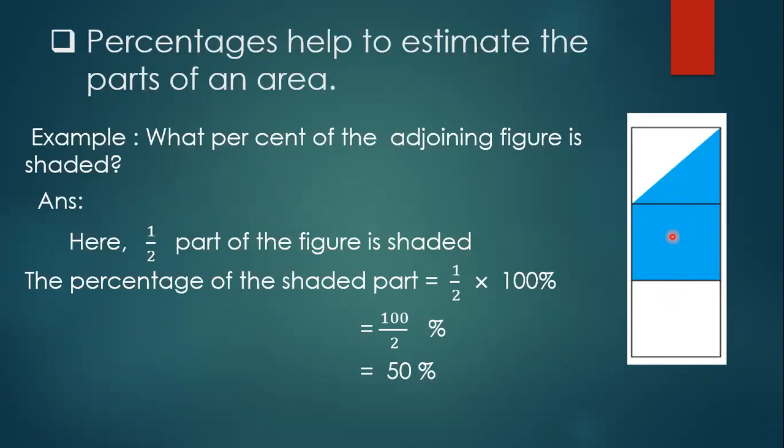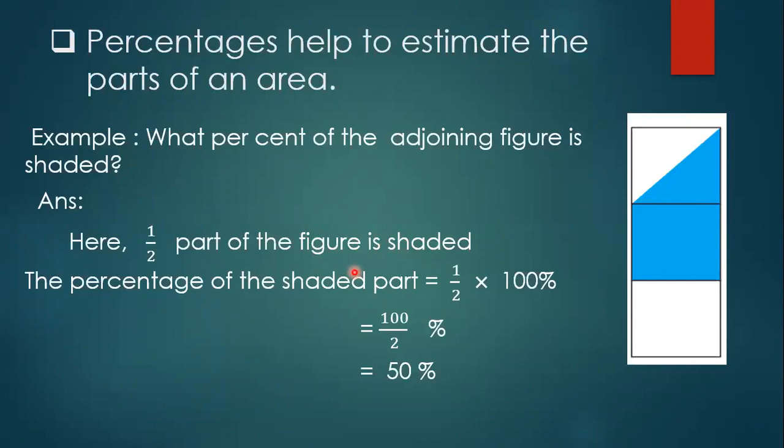Total here 3 parts are there. 1.5 part is shaded. That means half part of the total figure is shaded and half part remains unshaded. So 1.5 is unshaded and 1.5 part is shaded. So equal parts are shaded and equal parts are unshaded. So we can take half part of the figure is shaded.